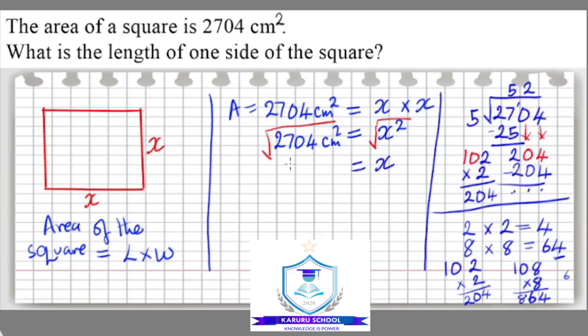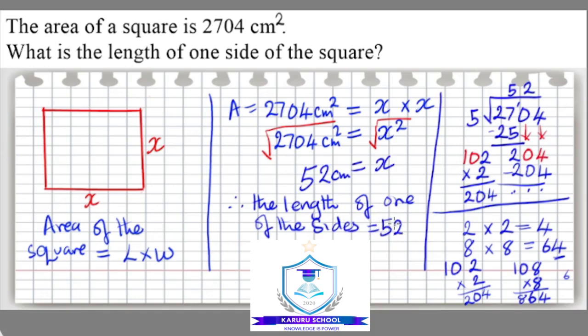So the square root of 2704 centimeters squared becomes 52 centimeters. Therefore, the length of one of the sides is equal to 52 centimeters.